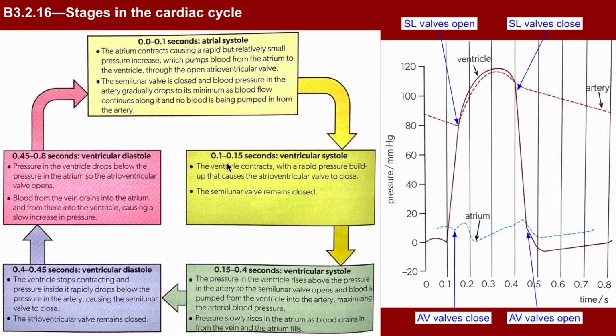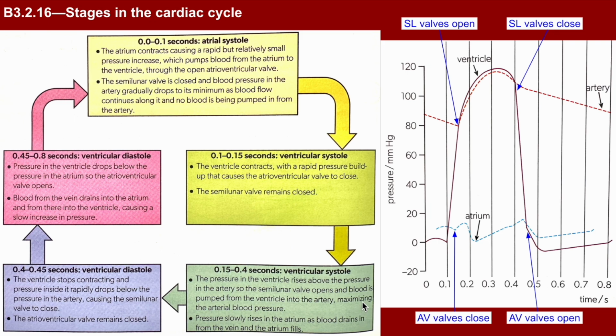Then from 0.1 to 0.15 seconds, this little tiny bit here, we're going to have ventricular systole. The ventricle contracts, a rapid pressure builds up, causes the AV valve to close to prevent that backflow to the atria. The semilunar valve remains closed until that 0.15 seconds to 0.4 seconds. During that ventricular systole, the pressure in the ventricle rises above the pressure in the artery. That's going to open the semilunar valves. Blood is going to be pumped from the ventricle into the artery.